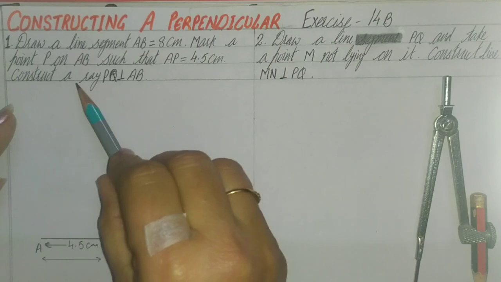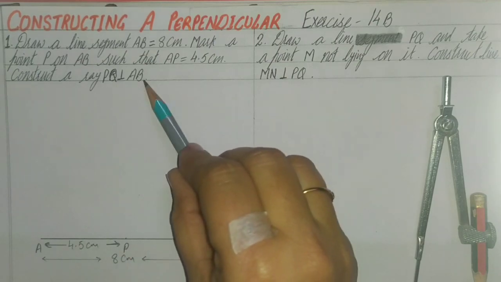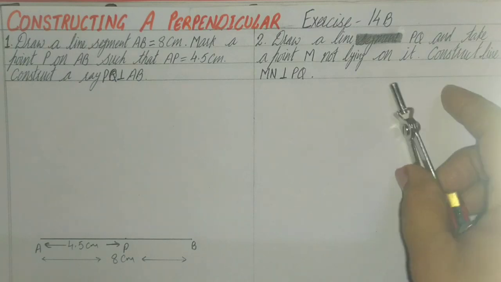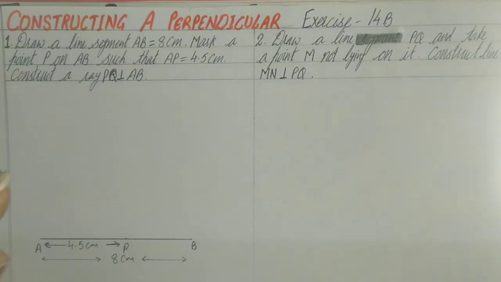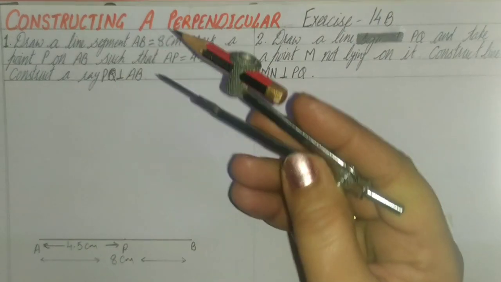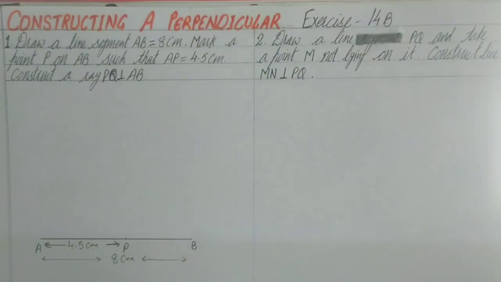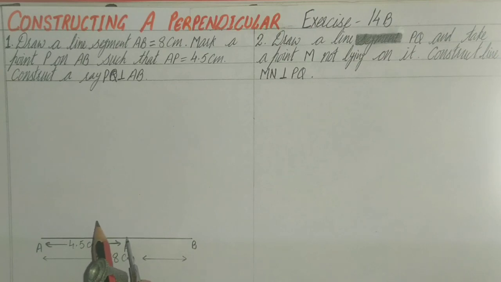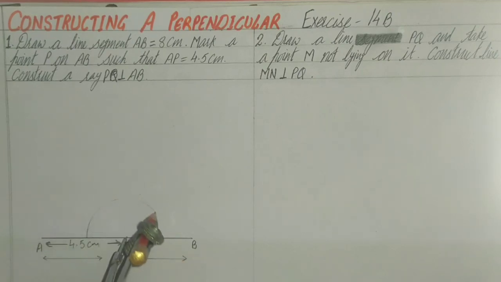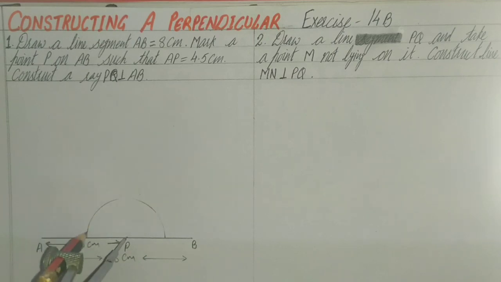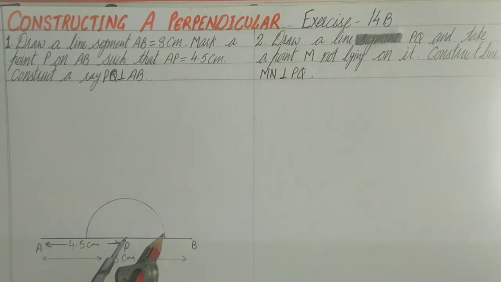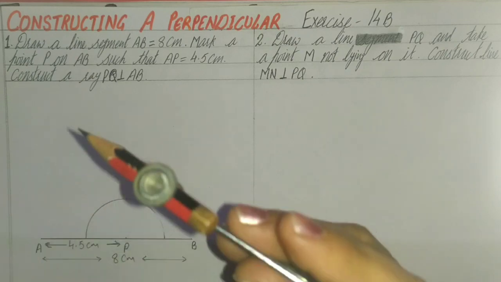Now we have to construct a ray PQ perpendicular to AB. To draw a perpendicular means an angle of 90 degrees. Since the perpendicular should be drawn at P, here P is the center. So we'll put the pin of our compass at point P. Then open your compass to any measure and draw a semicircle on the segment AB.